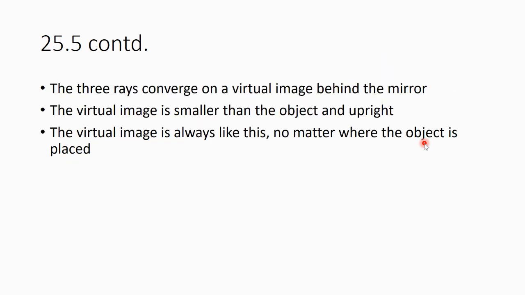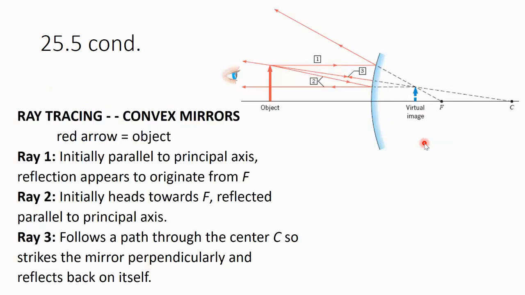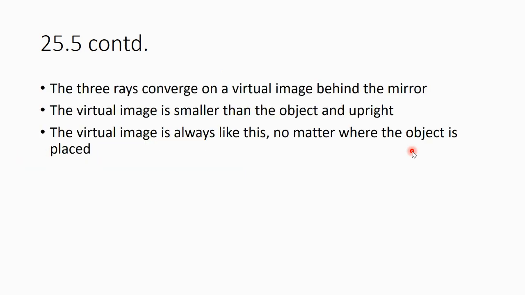So the three rays converge on a virtual image behind the mirror. Smaller and upright, the virtual image is always like this no matter where the object is placed. So the nice thing about convex mirrors is it doesn't matter if my object is really close to the mirror or really far away. You're always going to have a virtual image that is smaller and upright. So that's nice because compared to concave mirrors, it does depend on where the object is.